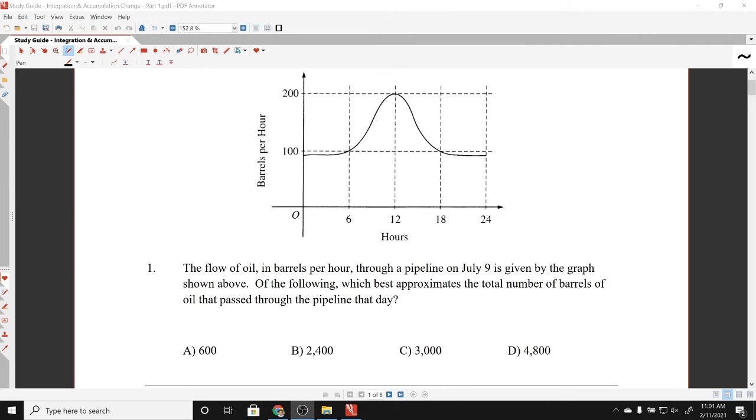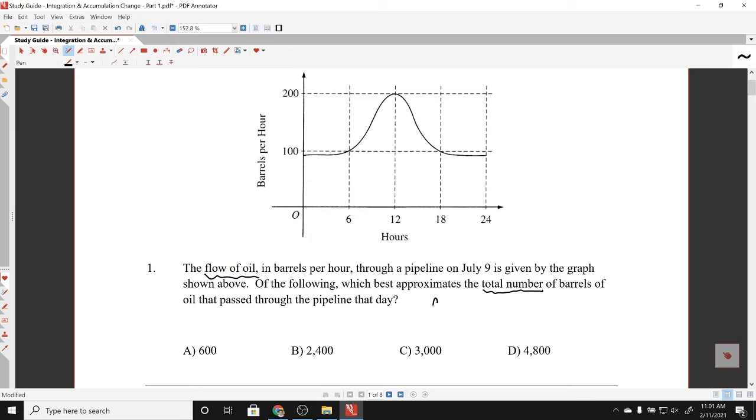All right, let's take a look at numbers 1 through 5 here. So first of all, the flow of oil in barrels per hour through a pipeline on July 9th is given by the graph shown above. And again, that's the flow, so that's a rate of change. Which of the following best approximates the total number of barrels of oil that passed through the pipeline that day? So anytime they talk about the total numbers, what they're asking for is the area under that curve, really.